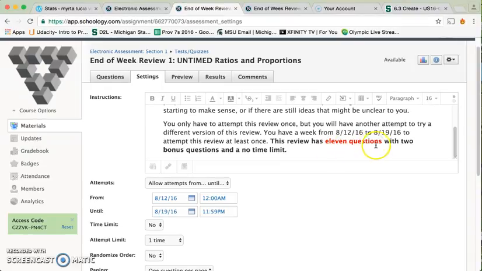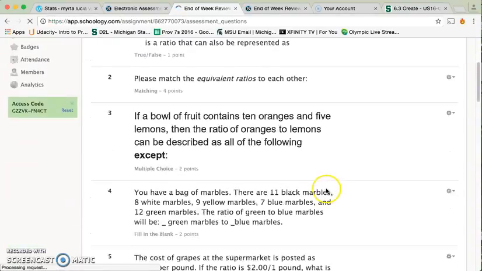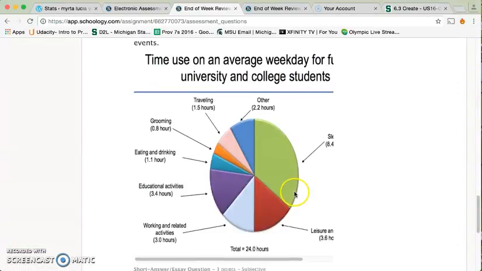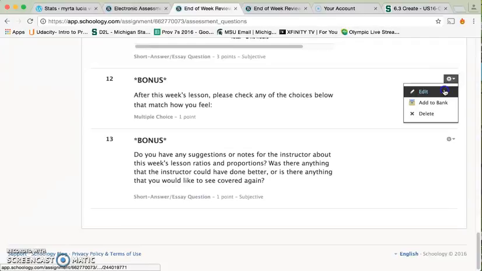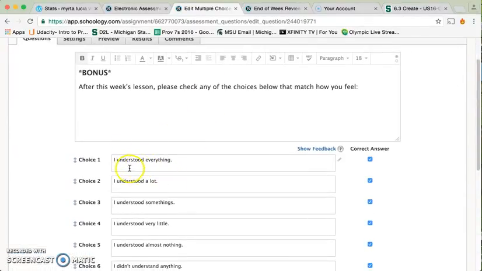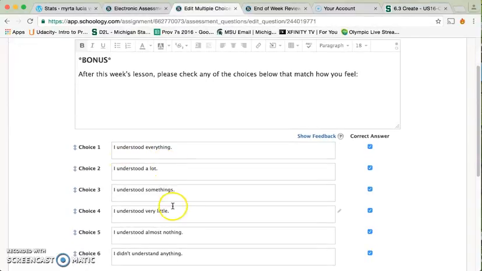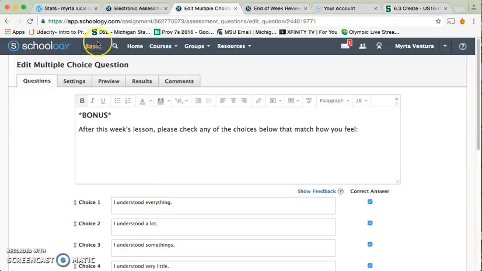They have 11 questions, and then there are 2 bonus questions that are specifically integrated to give me learner feedback. The first question is a multiple choice question that asks how the student feels about their understanding after the first week, and it goes in a range of answers from understanding everything to not being able to understand anything.